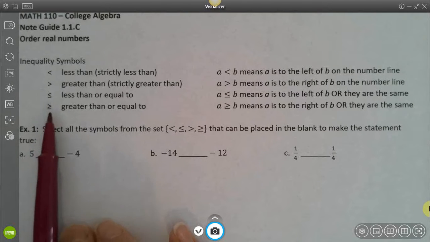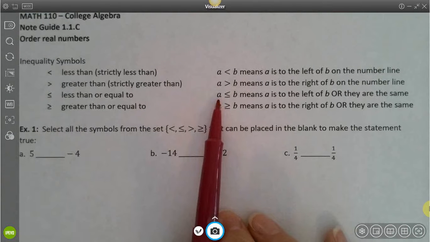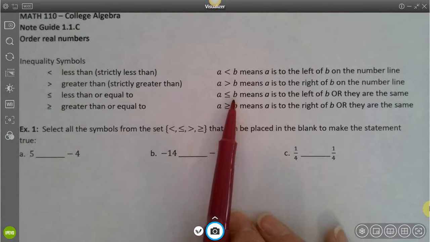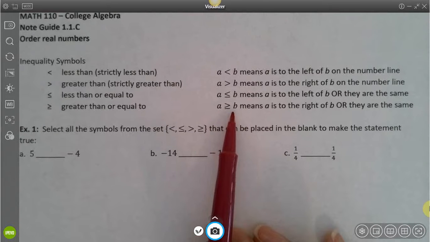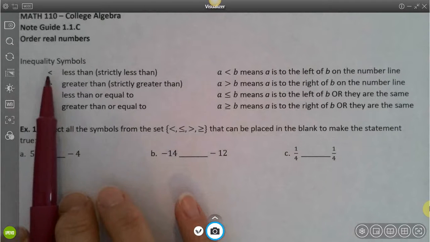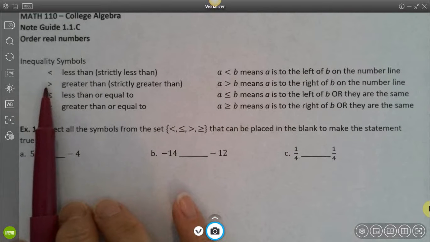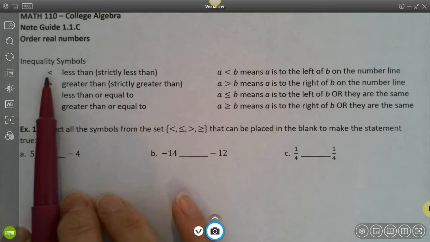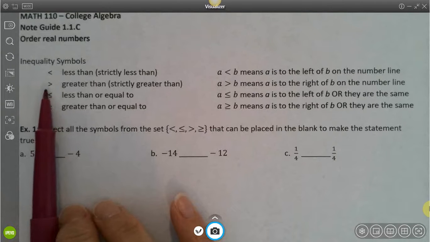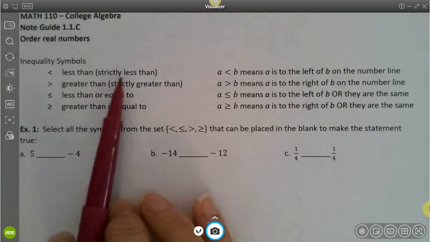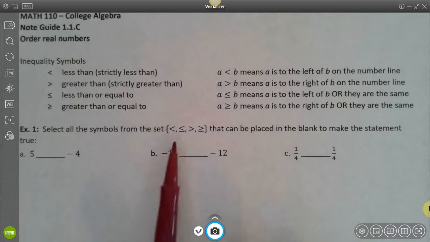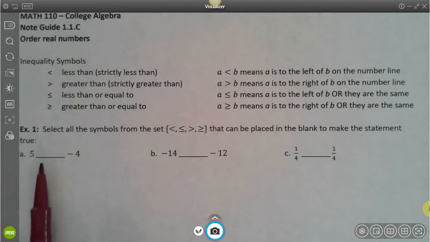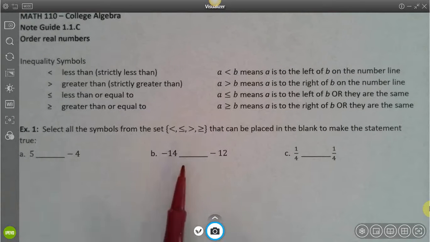So what that's saying is that the two numbers, the first one could be smaller than the second one, or they could be the same number. And in this case, it's saying the first one could be bigger than the second one, or they could be the same number. Whereas with these first two up here, they can't be the same number. The first number has to be strictly smaller than the second one, and the first one has to be strictly bigger than the second one, which is why I will sometimes use these terms when I'm referring to these first two symbols. So given these four symbols, we want to insert as many as we can between each pair of numbers down here to give us a true statement.